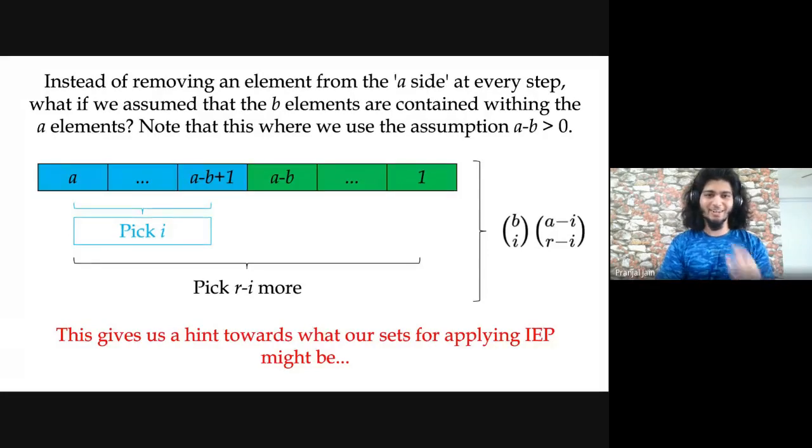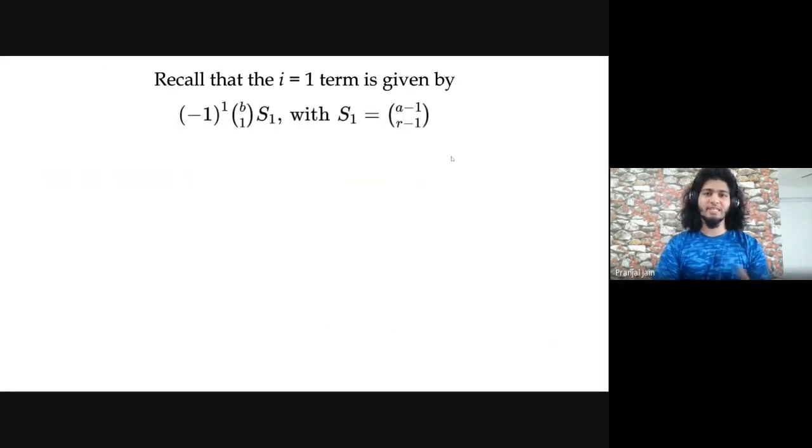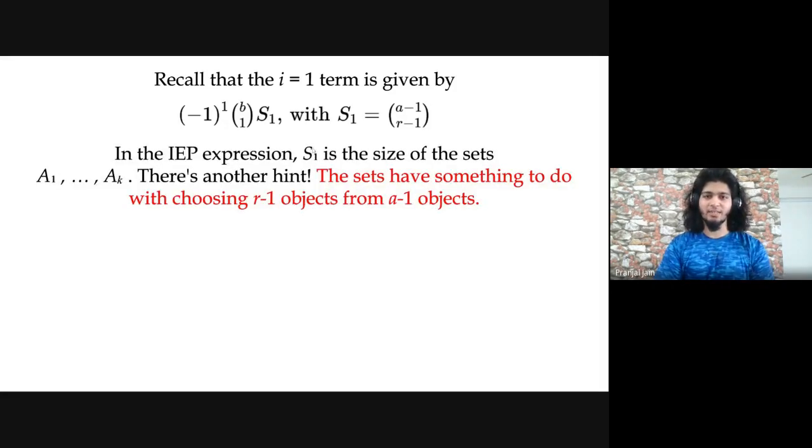So this now gives us a hint towards how we can apply the inclusion-exclusion principle. So firstly, we can figure out what the sizes of the sets are. So in the IEP expression, S1 was basically the size of these sets, right? It was mod A1, mod A2, and so on. So S1 is the size of these sets. And in this case, our S1 is A minus 1 choose R minus 1.